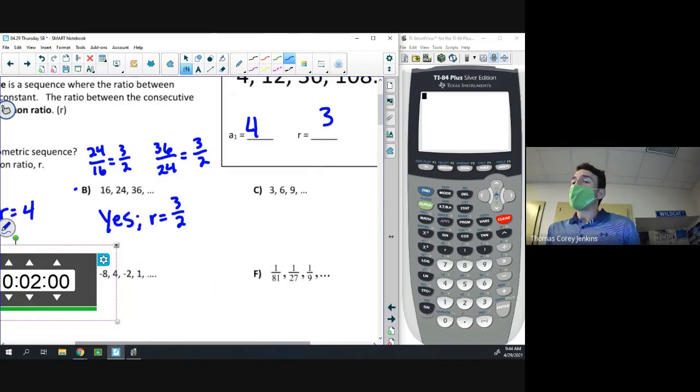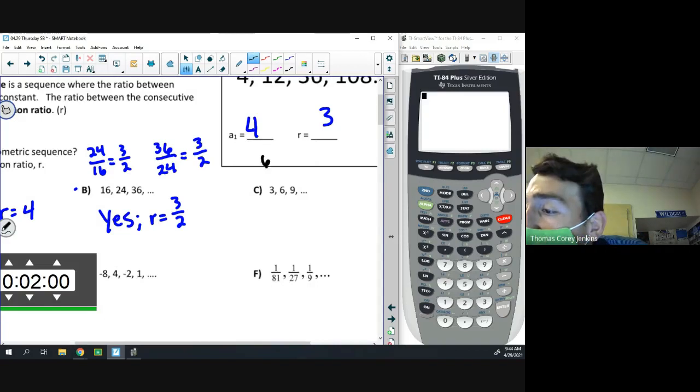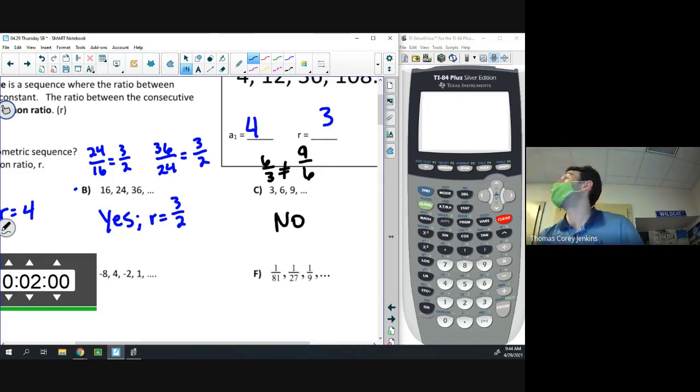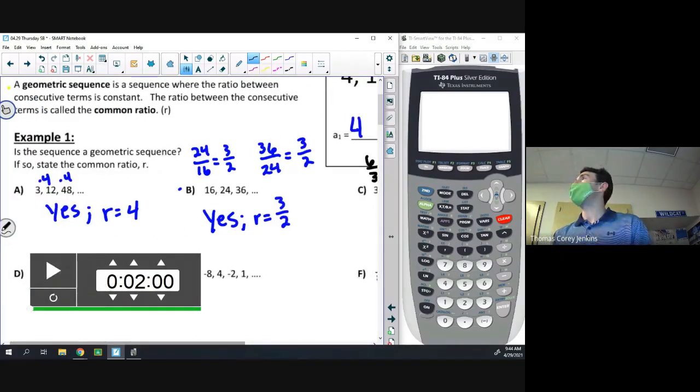And then we look at C. So on C, well, 3 times 2 would be 6, and 6 times 2 would be 12. So that would be a no, all right? And we could just say that 6 over 3 is not equal to 9 over 6. So this is a no. But you might notice there is a pattern, right? We're counting by 3, so that is an arithmetic sequence. But as far as what we're being asked, we just say no. Okay? Any questions before I have you guys try the next 3?